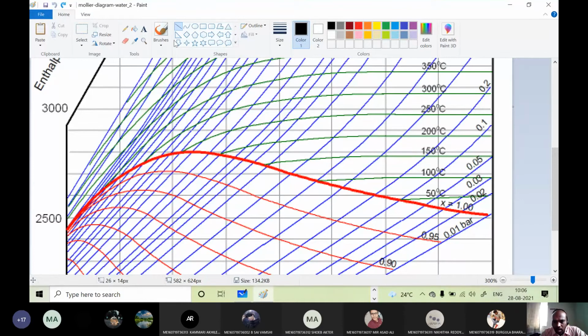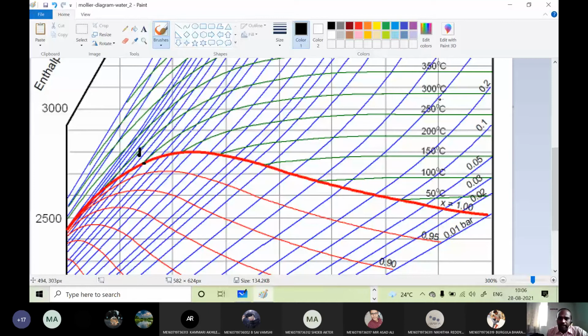Now, is it the 350 or 300 degrees centigrade line? It is 300 degrees centigrade. You can see these green color lines are the constant temperature lines, or isothermal lines. This 300 line comes and intersects here. The corresponding blue color dot is our point 1.